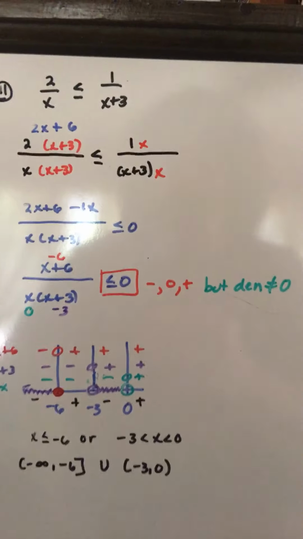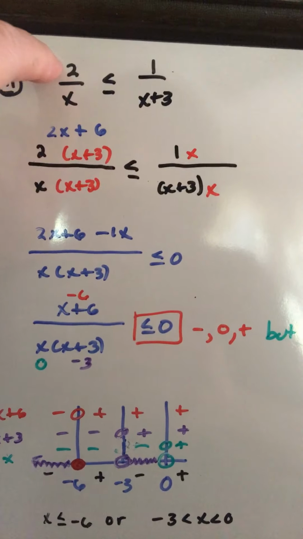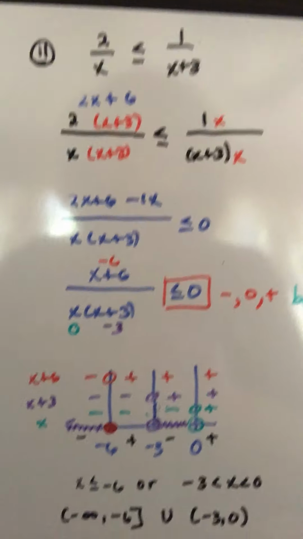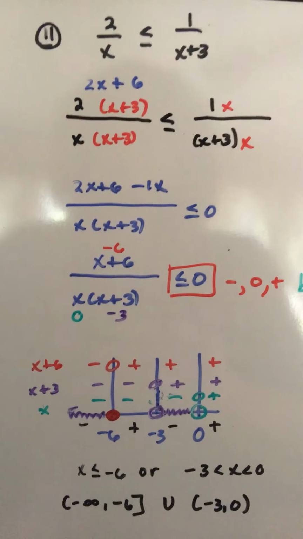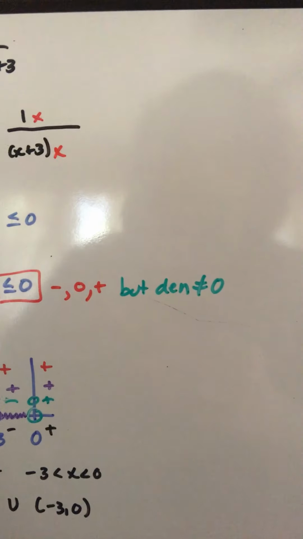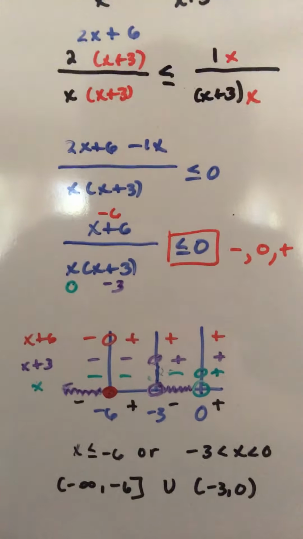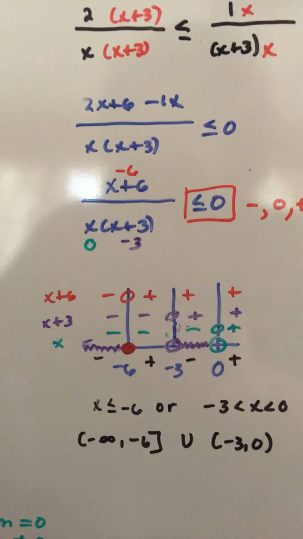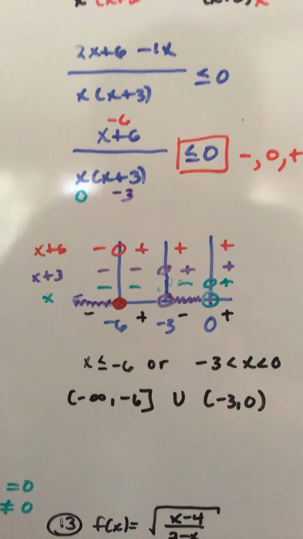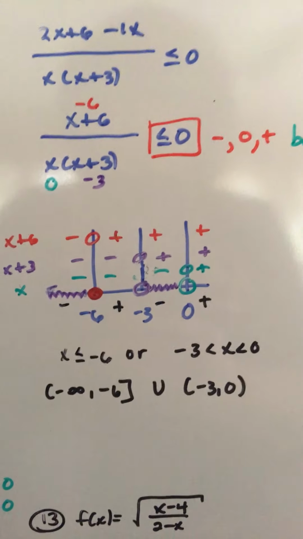And then the very last one of this form, much of the same thing. I would have put the x plus 3 here, the x there, and this would be the first step I would show on my paper. And once again, I've got an equal to 0 in there, but denominators can't be 0, so I can't use 0 or negative 3. Those must be open circles, but the negative 6 can be a closed circle. I made my chart. X is less than or equal to negative 6, or negative 3 is less than x is less than 0.